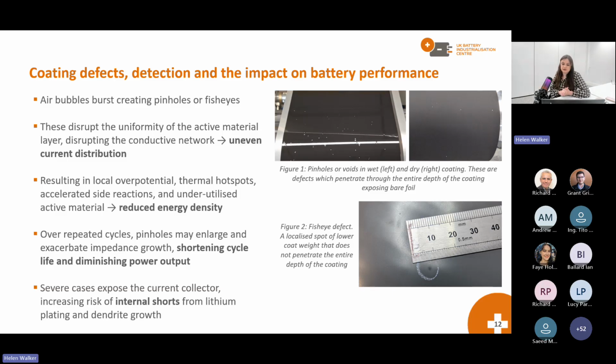And these have a terrible effect for your batteries. You don't have a homogeneous, uniform layer of active material anymore. So you're going to have hot spots, you're going to have overpotentials, and ultimately that will reduce the energy density of your cell. Over repeated cycles, it's going to result in a shorter life cycle of your cell. And in really, really bad cases, if you've got lots of current collector exposed, you've got that risk of internal shorts. So we really want to avoid these defects.